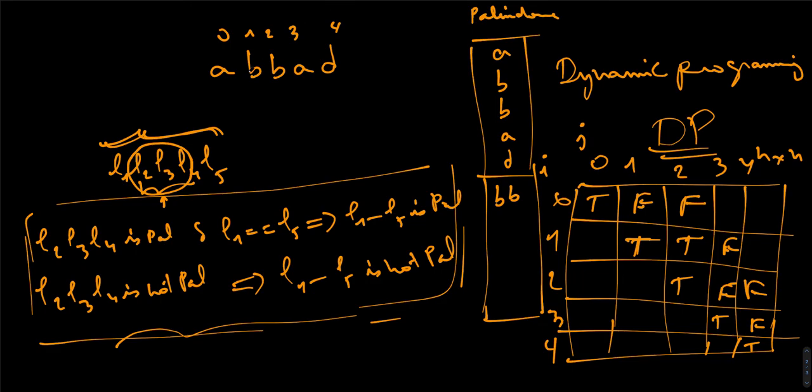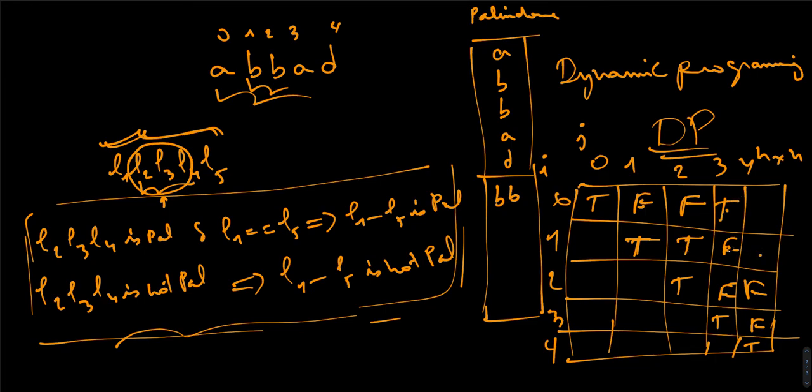0 and 3 is all of this. So 0 and 3, I need to check the inner substring. This one, BB, 1, 2. And 1, 2, so the beginning is 1 and 2. It's true, cool. But we need one more condition to verify. We need to verify that the sides are equal. A and A are equal. So that is true. Perfect.